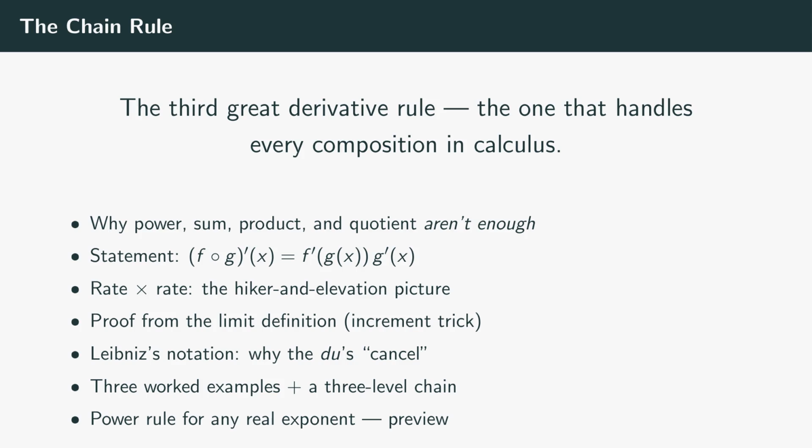Welcome back. We have 5 derivative rules already in the toolbox: the power rule, the sum rule, the constant multiple rule, the product rule, and the quotient rule. They handle polynomials, ratios of polynomials, and products of any functions you know how to differentiate individually.